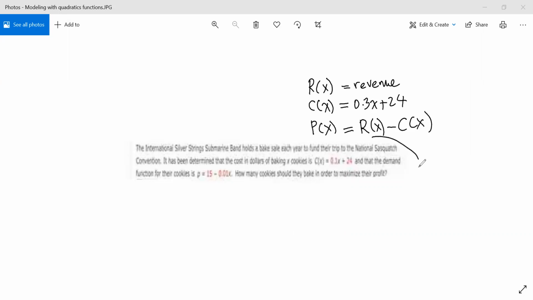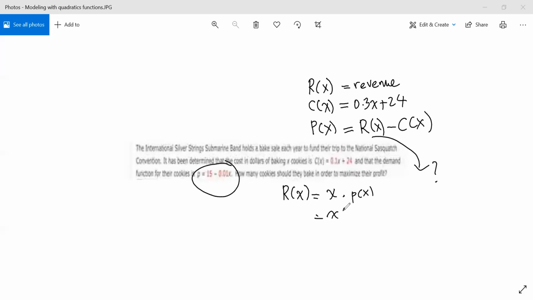But now I need to figure this out. So this we don't know yet. Instead, we're given the demand. So if you have a demand equation, and if you are baking, for instance, x cookies, then the price of each cookie is given, and you can just multiply that by the number of cookies. So the revenue function is really just going to be the number of items, which is the number of cookies in this case, multiplied by p of x, which is this function right here.